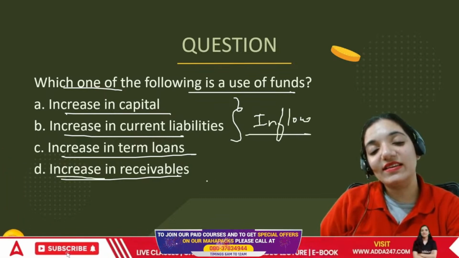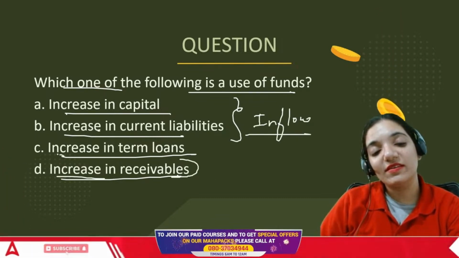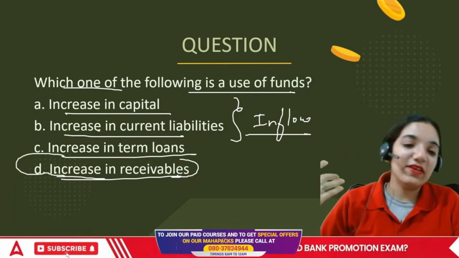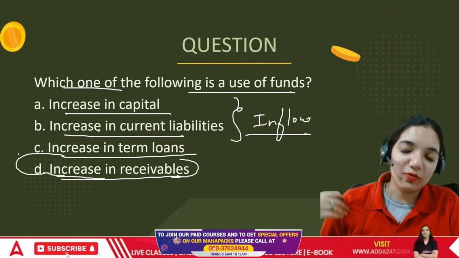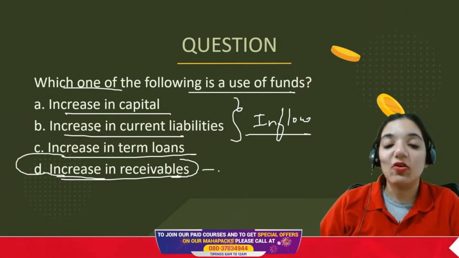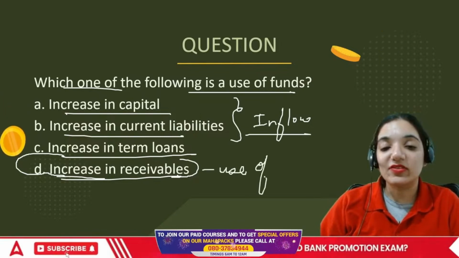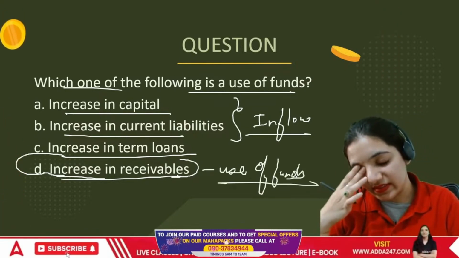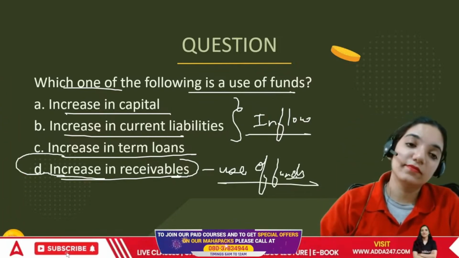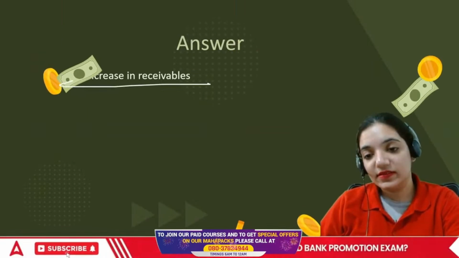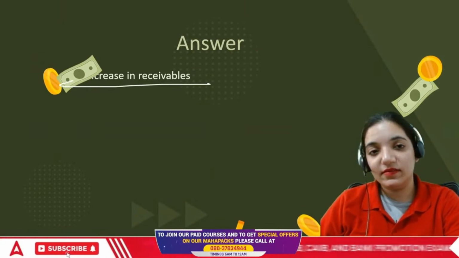And increase in receivables, everyone. When we have an increase in receivables, that means we have more people from whom we'll have to receive money. That means we gave or utilized our credit for them. So it is basically use of funds. The answer is D. Increase in receivables. Done, everyone?